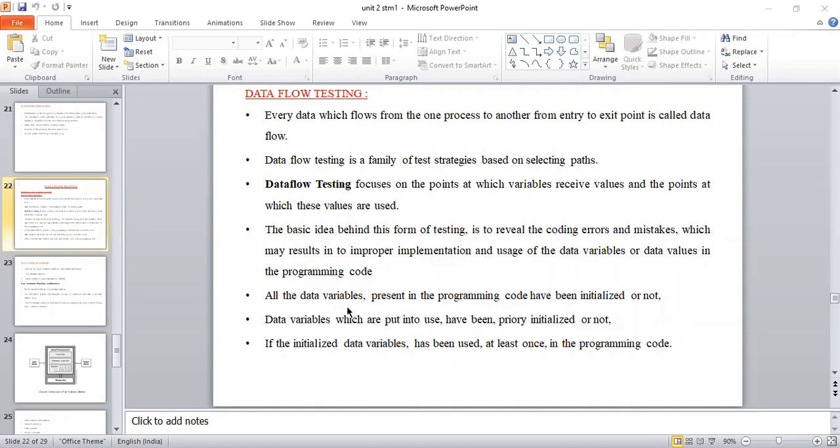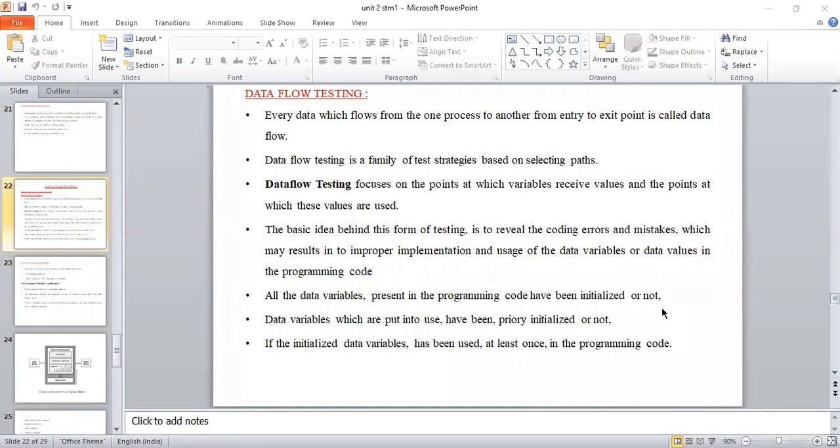So, for all the data variables which are represented in the data flow, data flow testing will check whether the data flow variables are initialized correctly or not whenever the data flow starts. Whenever the data flow starts, the data variables have to be initialized at the starting point only. Okay. All data variables present in the programming code have to be initialized or not.